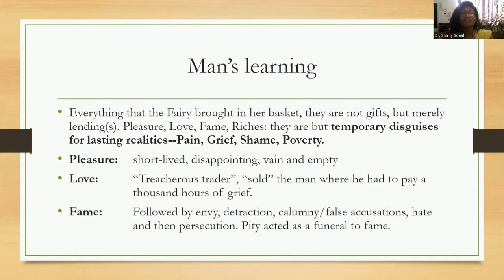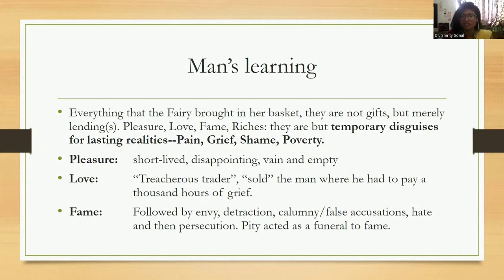So the first choice, with every choice, we see one thing that is very significant is the man's learning. With every choice, though he makes a mistake, but then he learns his lesson eventually. So all the gifts that look like very attractive gifts in the beginning, pleasure, love, fame, riches, each one of them were like temporary disguises. And they came as a disguise to look glittery and shiny and beautiful, but then in reality, they were actually conveying the idea of pain, grief, shame, and poverty. So love brought grief, pleasure gave pain, and then fame gave shame, and somehow wealth was about to bring in a kind of poverty.